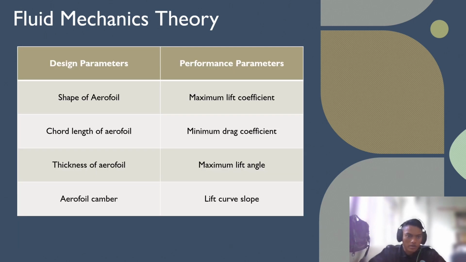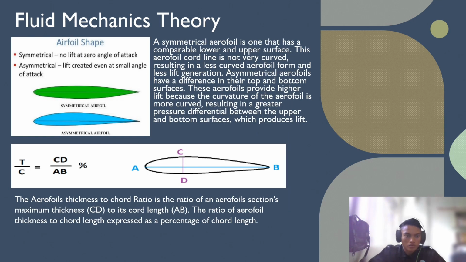Design parameters. The shape of the aerofoil can maximize the lift coefficient. The chord length of the aerofoil affects the minimum drag coefficient. The thickness of the aerofoil can maximize the lift angle. Next, the aerofoil camber affects the lift curve slope. So we can see the airfoil shapes, which are symmetrical and asymmetrical.